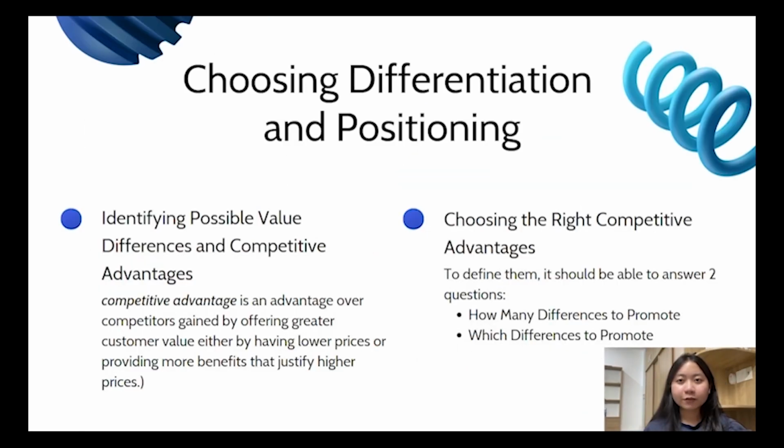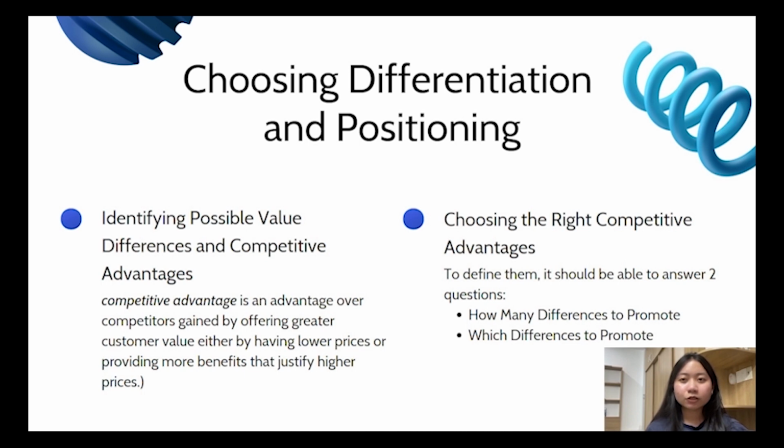After knowing about its definition, now let's talk about some steps to choose differentiation and positioning. The first one is identifying possible value differences and competitive advantages. A company can differentiate and position itself as providing superior customer value. It gains competitive advantage, an advantage over competitors gained by offering greater customer value, either by having lower prices or providing more benefits that justify higher prices.